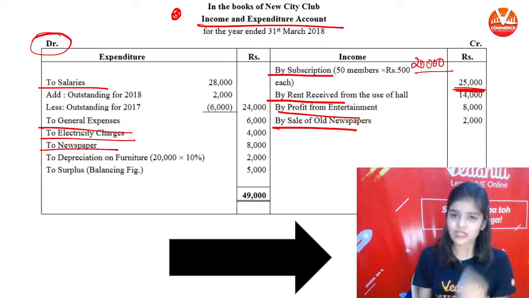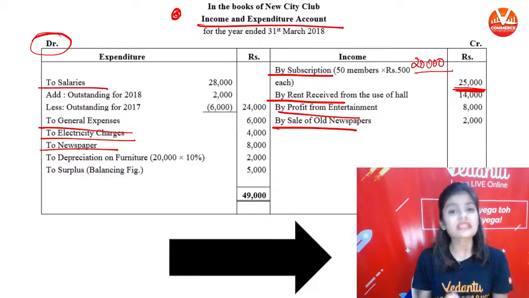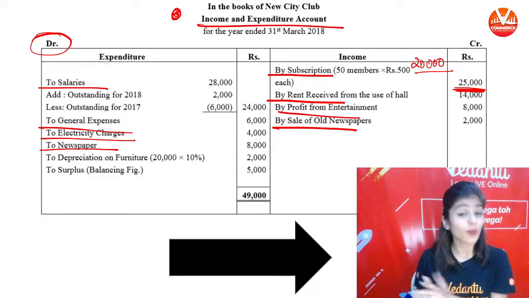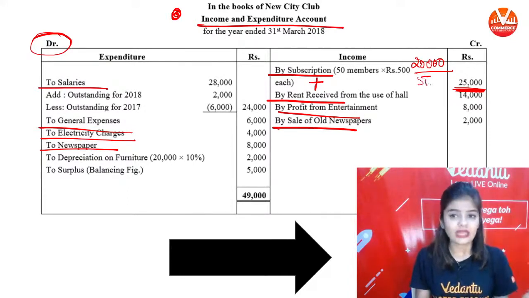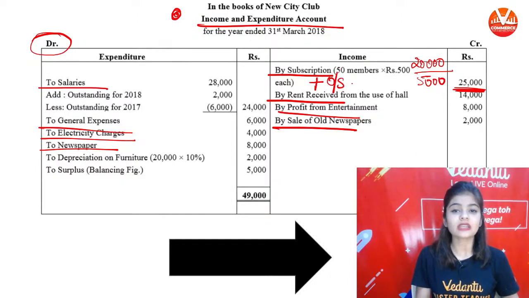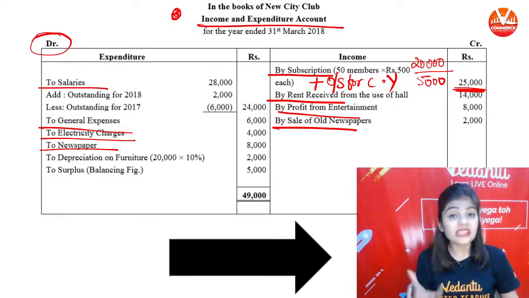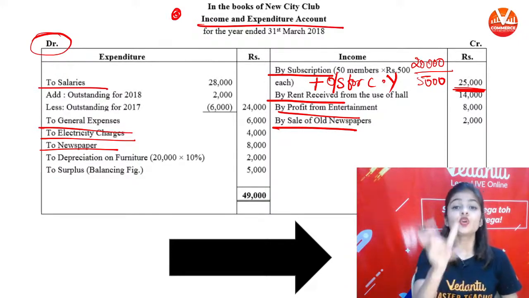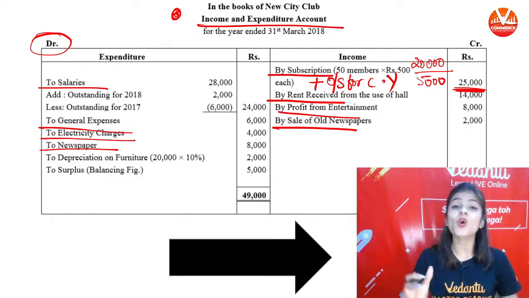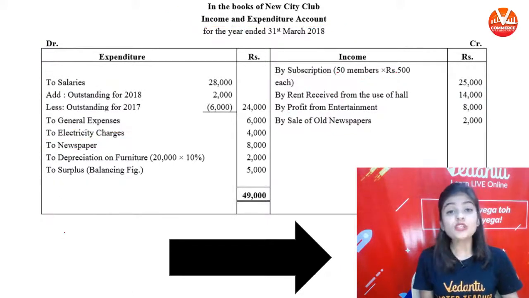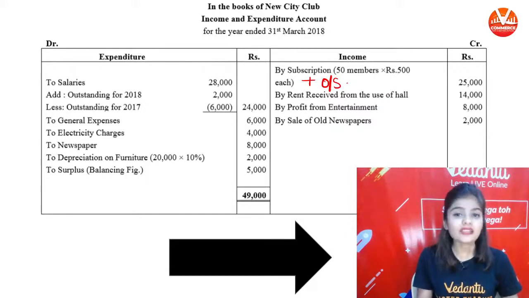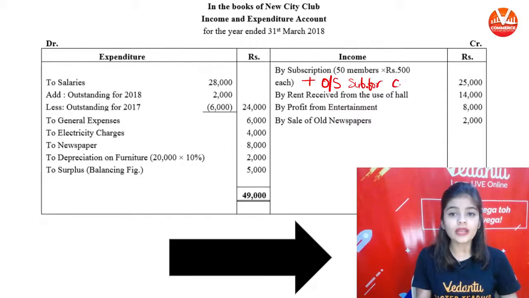Out of the current year subscription, only 20,000 is received. So out of 25,000, only 20,000 is received, it means that 5,000 is outstanding for the current year. The 5,000 that is not received is outstanding for the current year. So you will add it here, and also you will show it in the closing balance sheet on the asset side. So outstanding subscription for the current year is 5,000 and the amount received is 20,000.